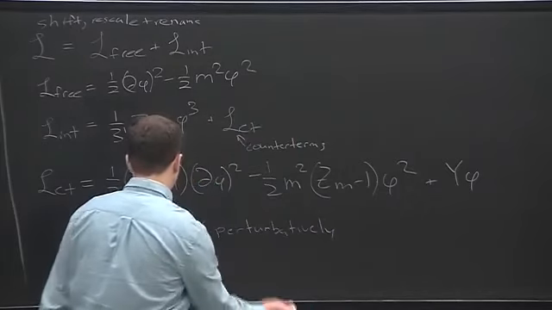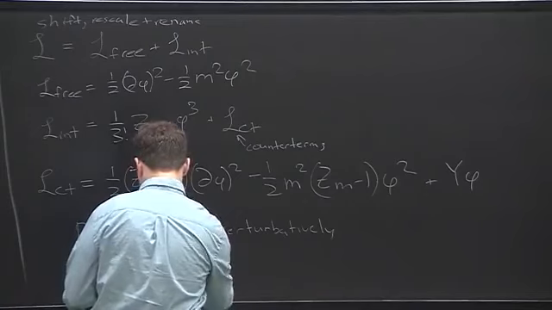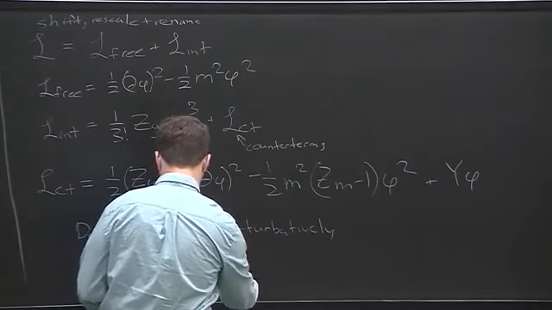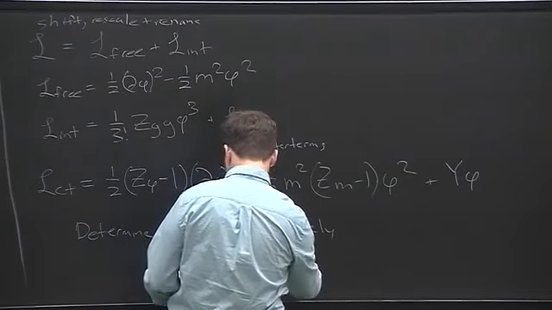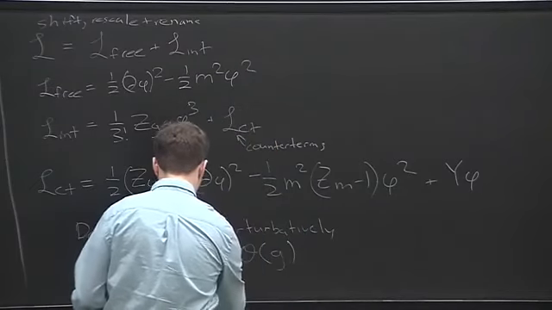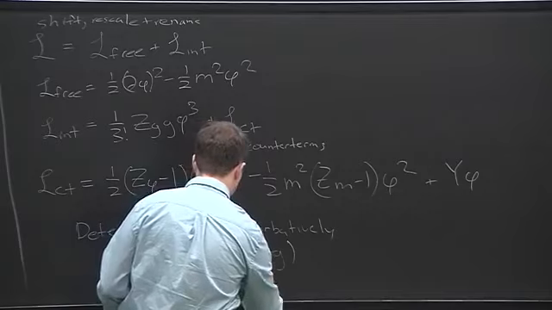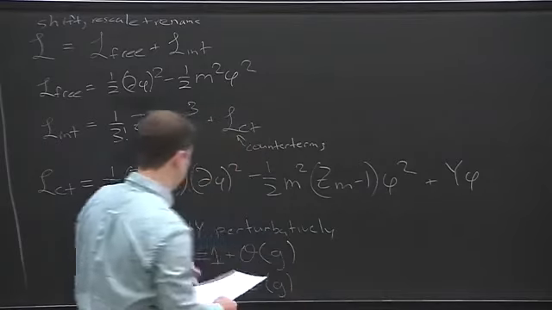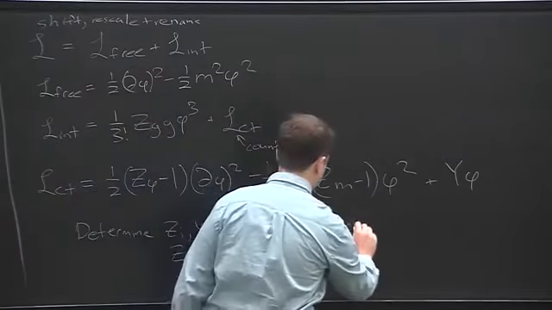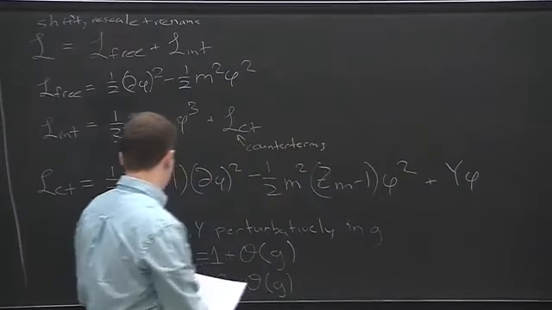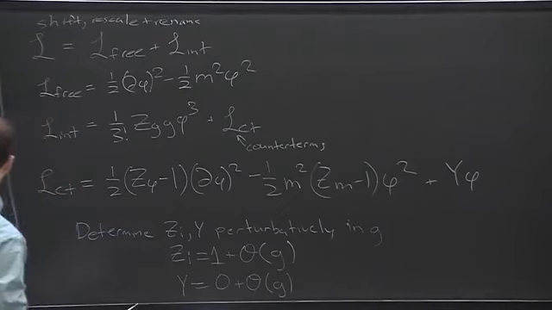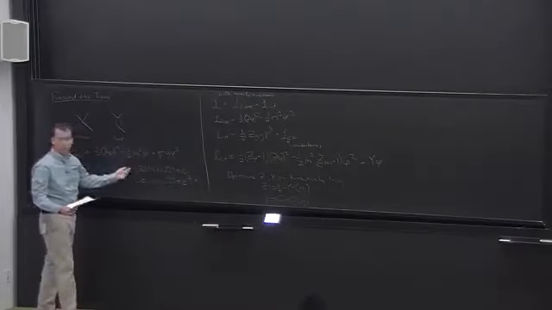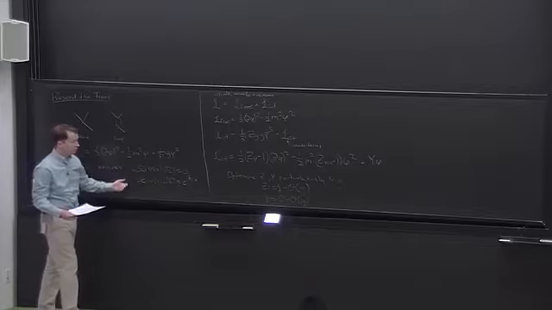And what we expect is that the zi's are all 1, possibly plus some corrections, and the y is 0 plus some corrections in G. So we're going to determine these perturbatively in our coupling G. We expect this because, well, if we turn off our perturbation, we expect we go back to the free Klein-Gordon theory where there's no issues with these conditions.